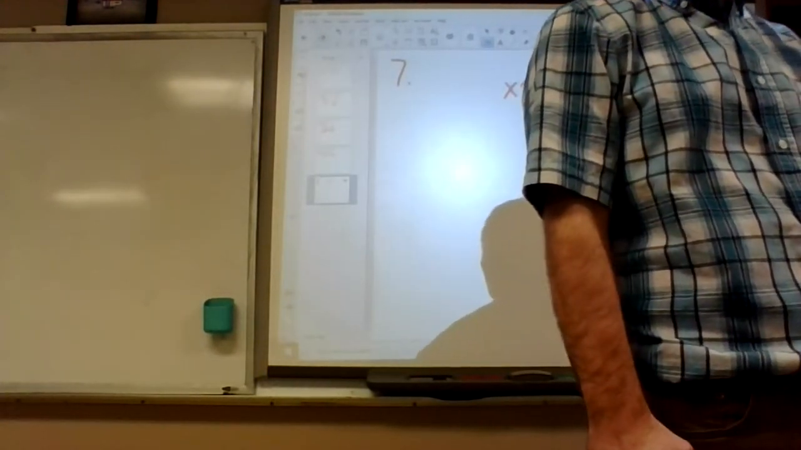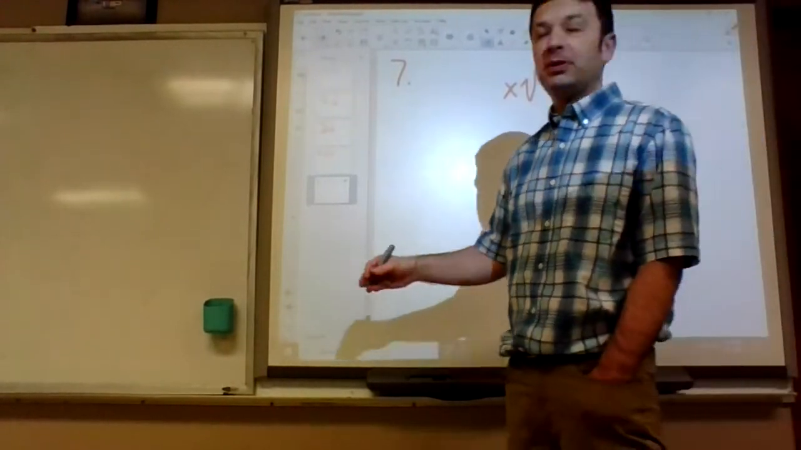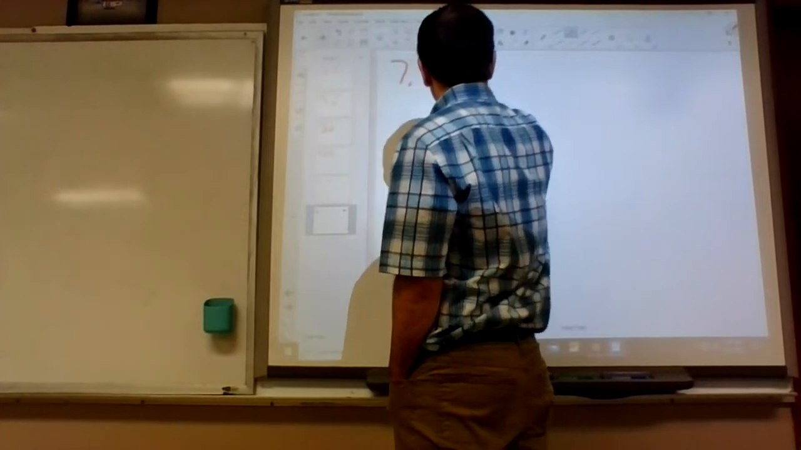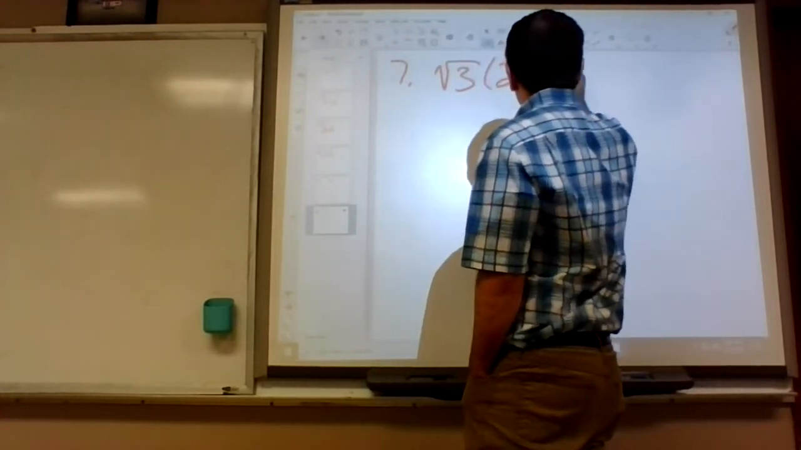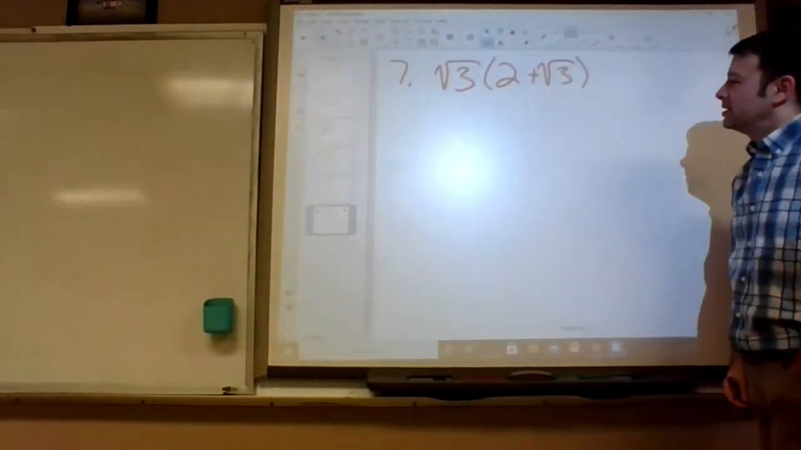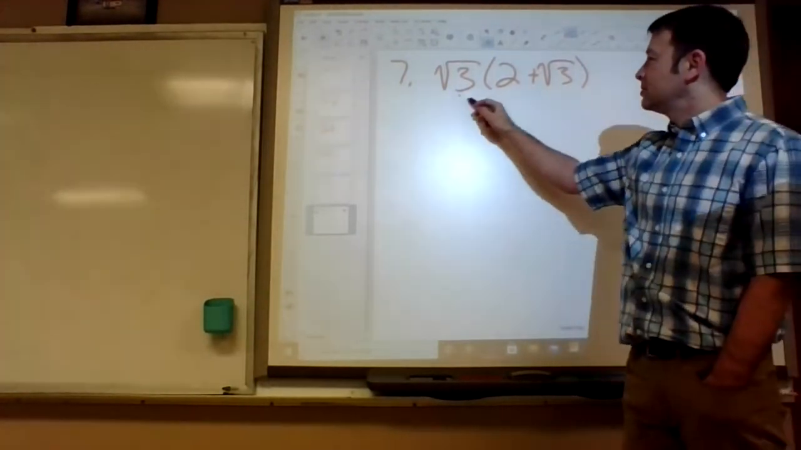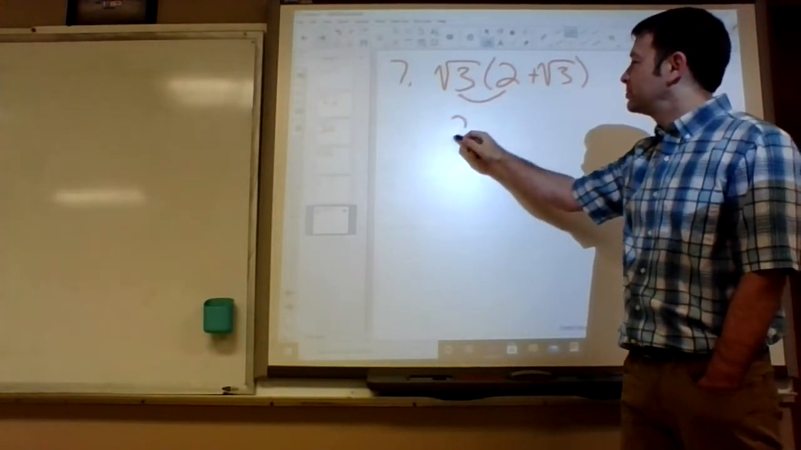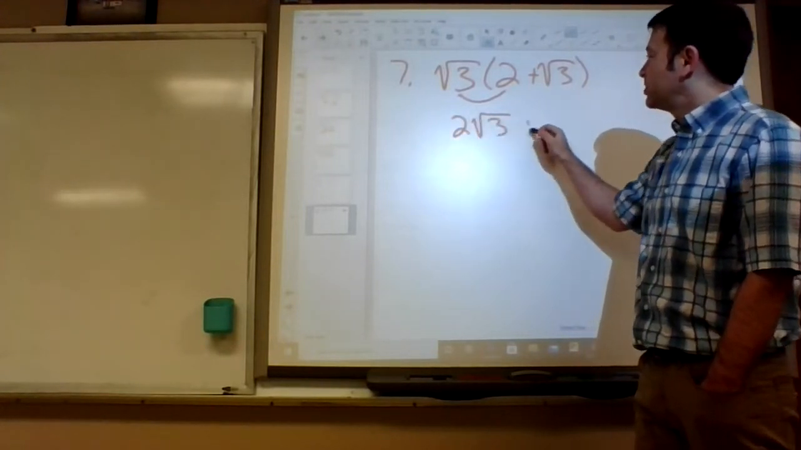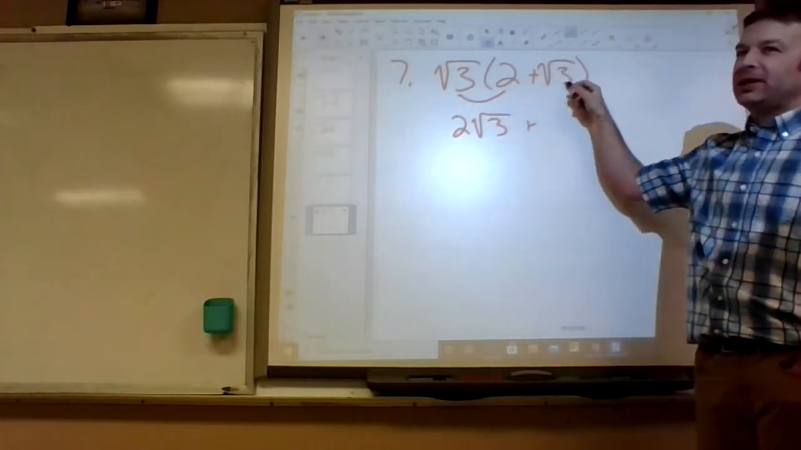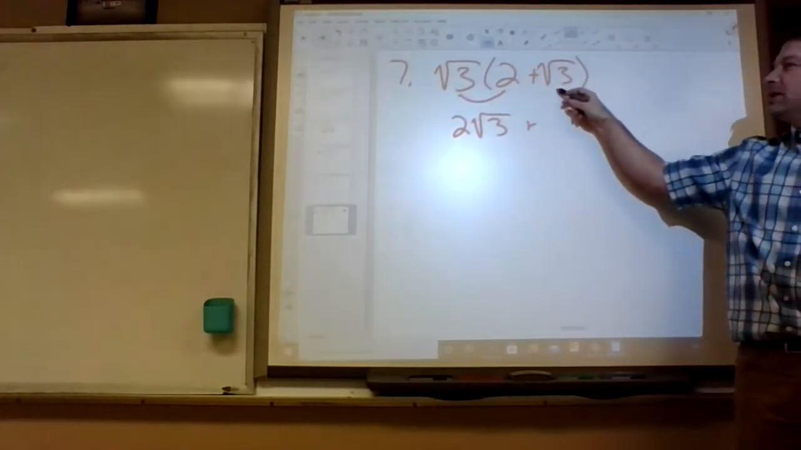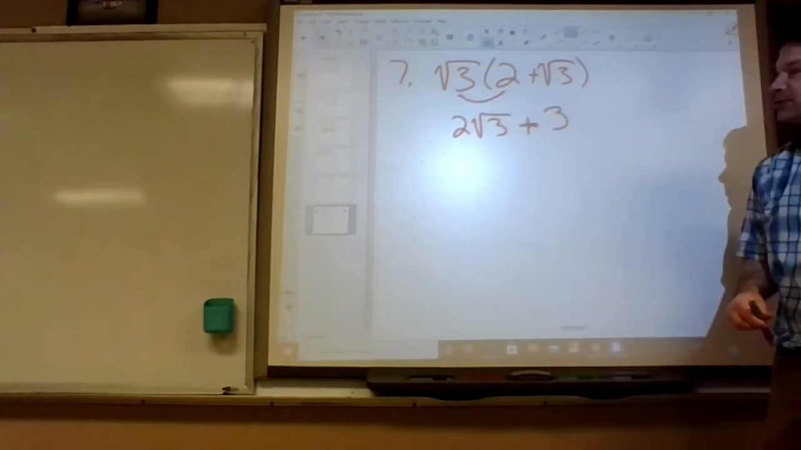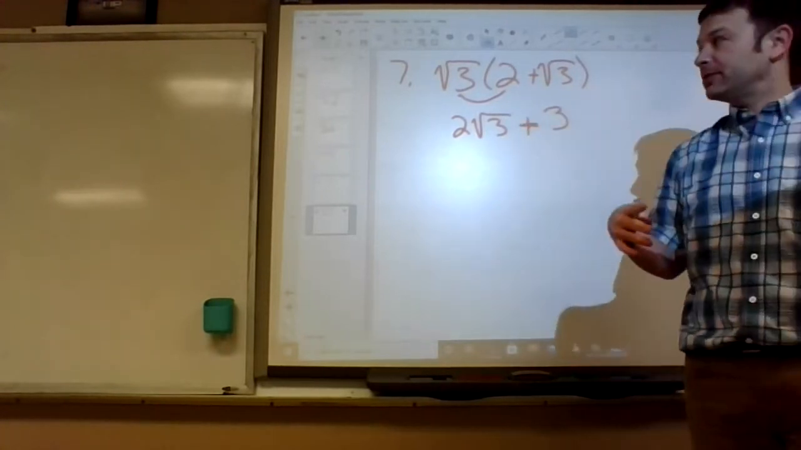Number 7, square root of 3 times 2 plus square root of 3. All right, what's the first term going to be? 2 square root of 3. Plus 9, right? Plus square root of 3 times square root of 3. That's 3, right, a normal term. Anytime you take a square root times itself, that cancels out the square root because you're squaring the square root.